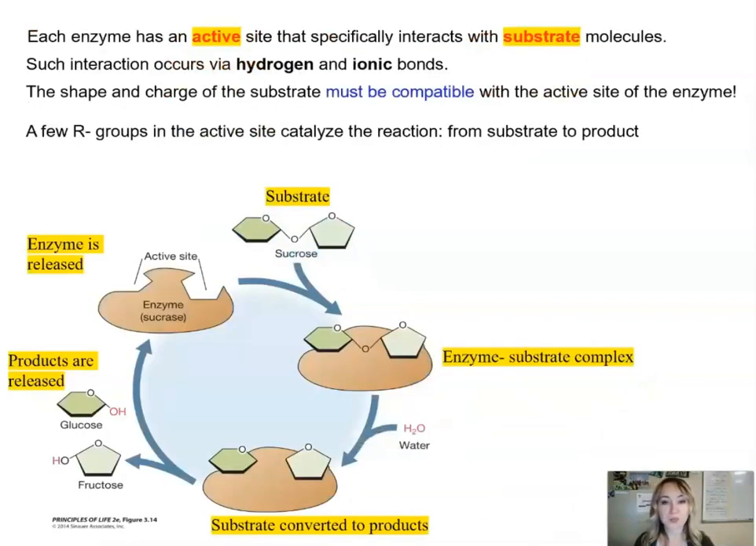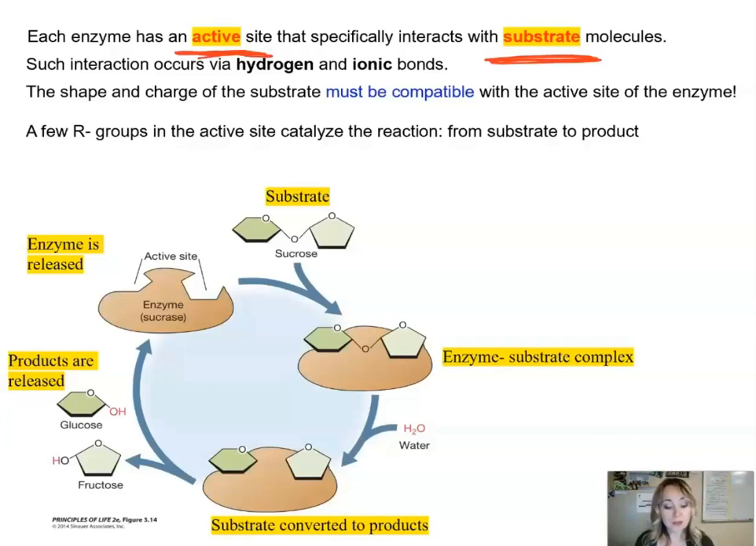So because proteins will have a particular shape, when it comes to enzymes, there will be one area in the protein that's going to be really important. We call that part the active site. The active site will specifically interact with the substrate molecules. The way they interact with each other would be via hydrogen or ionic bonds. And that means the active site and the substrate must be compatible to one another.